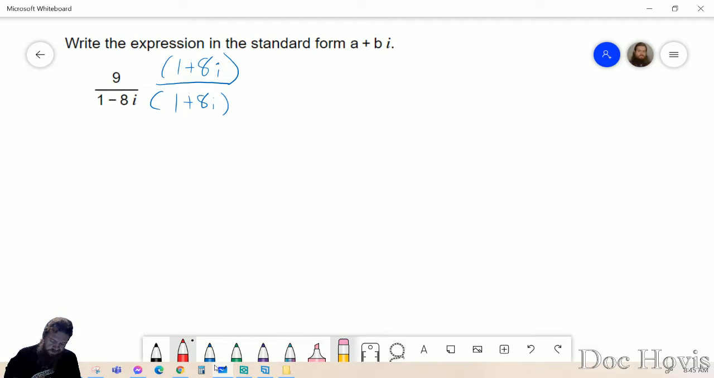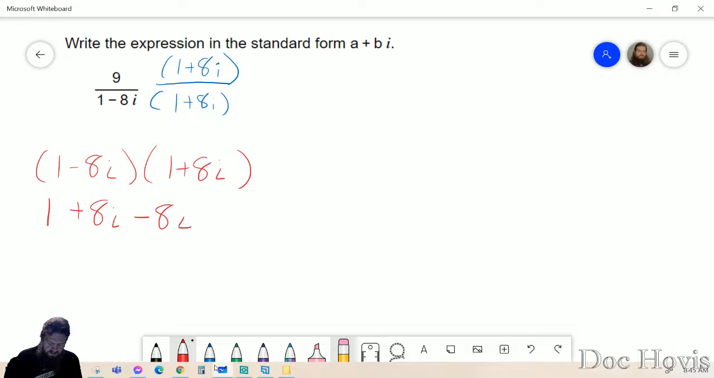I'm just going to look at the denominator first and just FOIL out that denominator. So my denominator is this, 1 minus 8i times 1 plus 8i. And let's see what happens. So our first is 1. Our outer is plus 8i. Our inner is minus 8i. And our last is negative 64i squared.